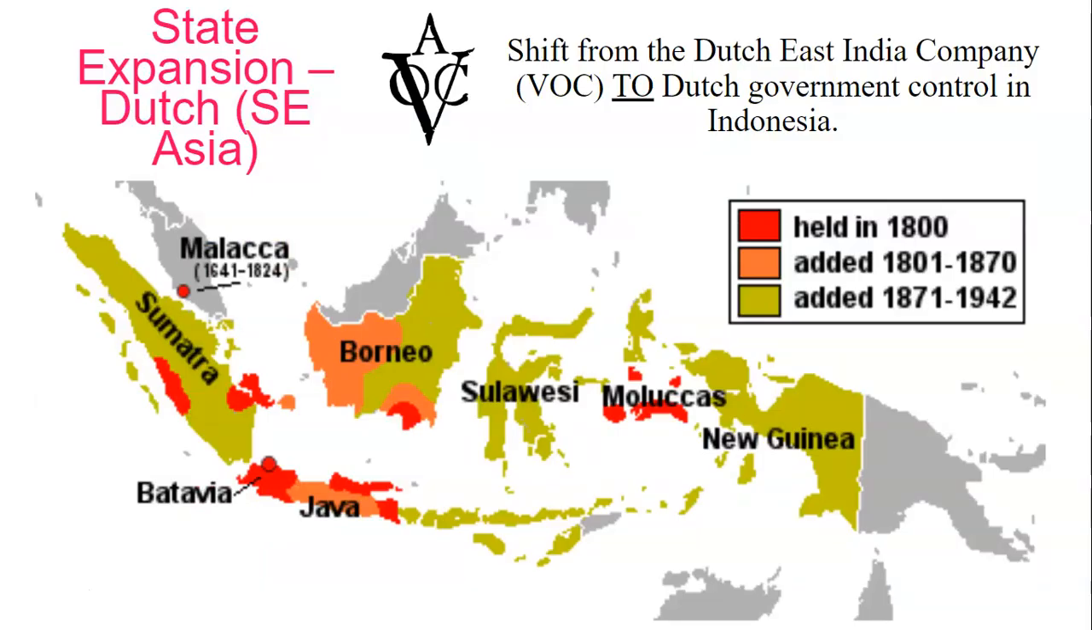State expansion for the Dutch. So you know how there's the British East India Company, there's also the Dutch East India Company. And in this whole area here, the Dutch East India Company owned it, but then they shift the power to the Dutch government. So they end up controlling all of this area down here. This is, of course, Southeast Asia. Please know the difference between Southeast Asia and South Asia before you get to that AP exam. Because if they ask you about an essay about Southeast Asia and you somehow bring up India, you'll get 0 points.